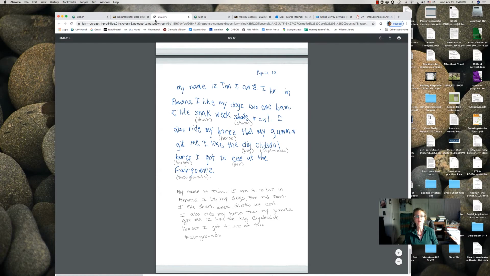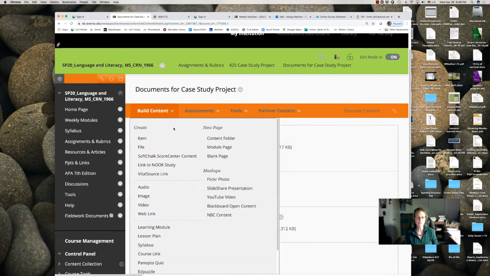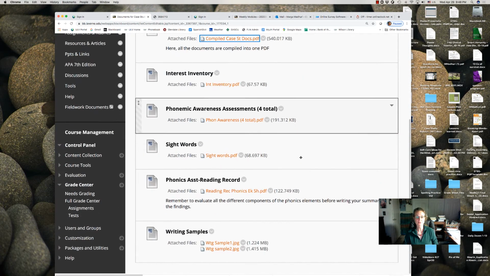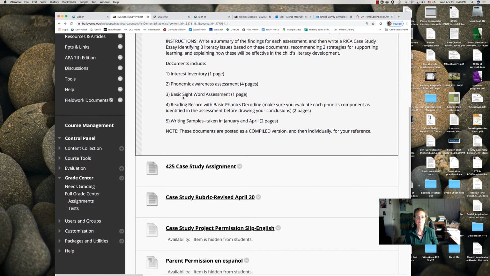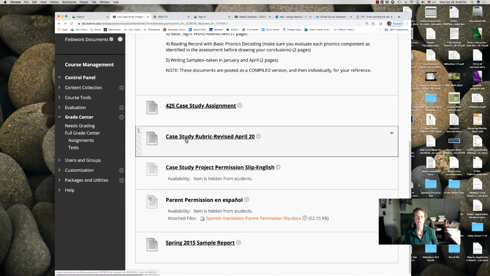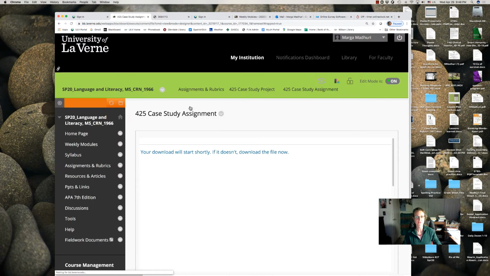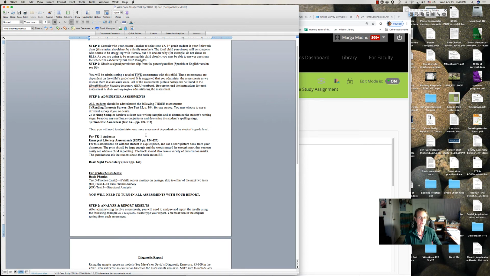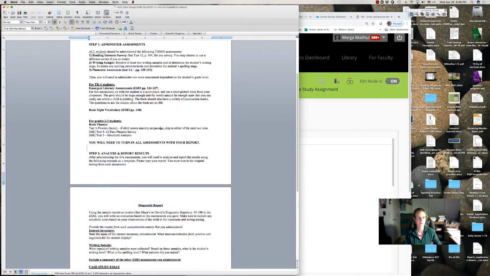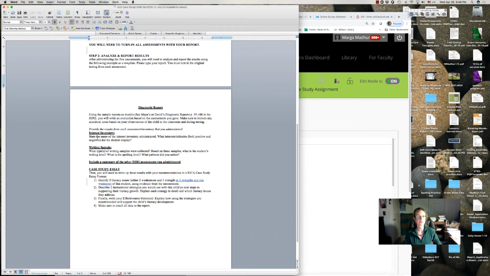Then you're going to write the report, and for the report, if you go back to here, you can either look at the rubric, which tells you what to look for, or the case study assessment assignment. And the assignment talks about administering the assessments, which obviously you're not going to do anymore. Basically, you're going to describe them all and then write like a RICA case study essay.